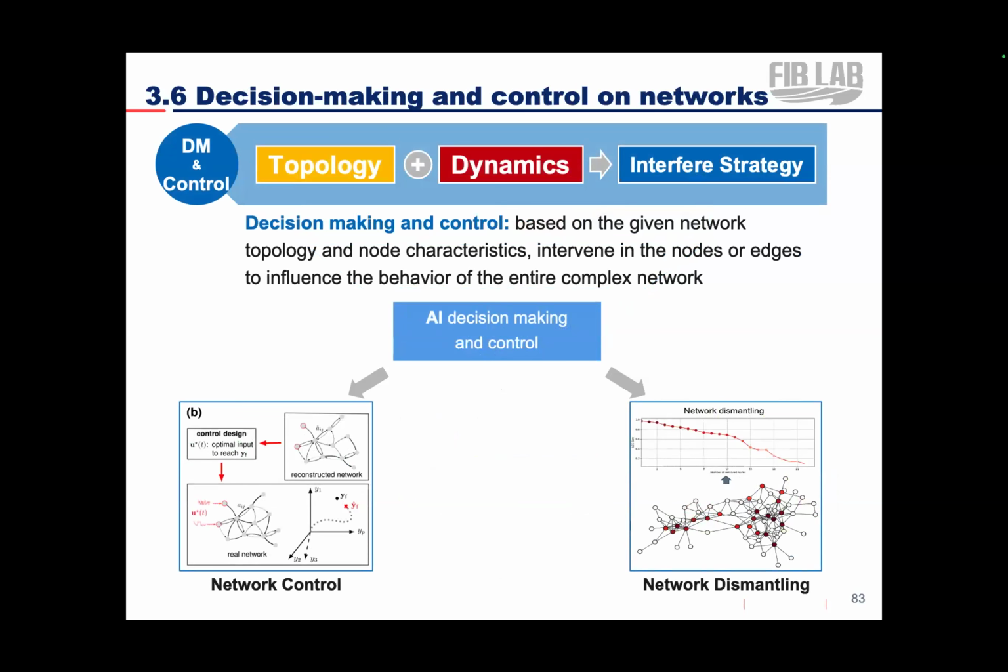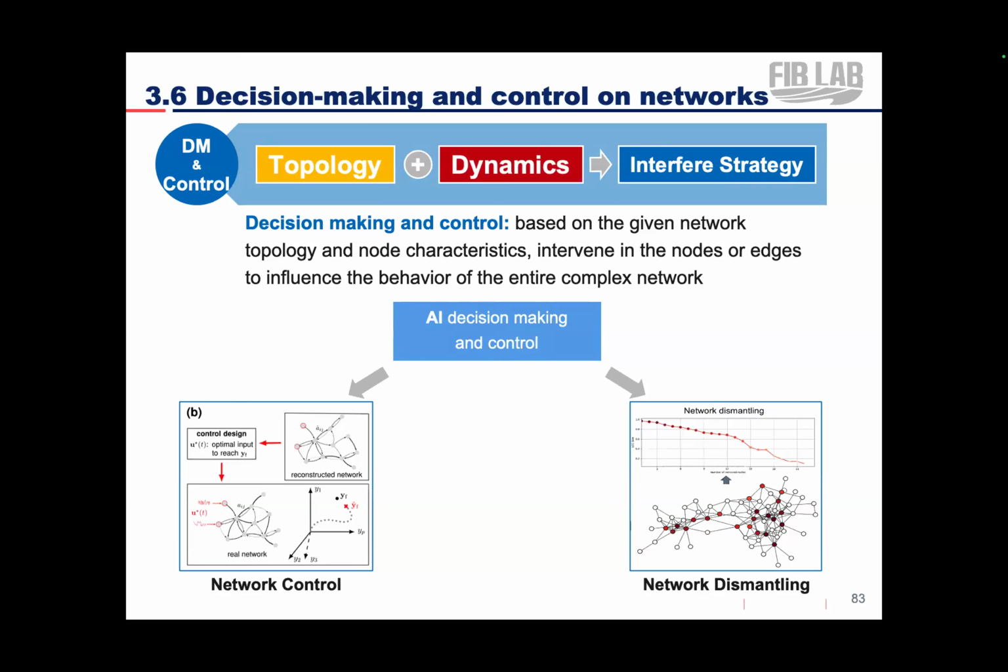And the final problem we discuss is the decision-making and control problem. That means the problem is formulated based on the given network topology and node characteristics. We want to intervene on the nodes or edges to influence the behavior of the entire network.